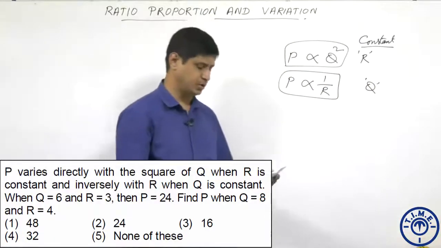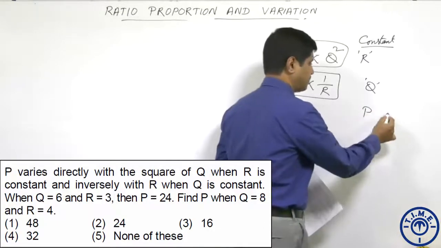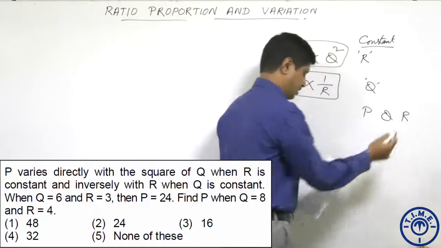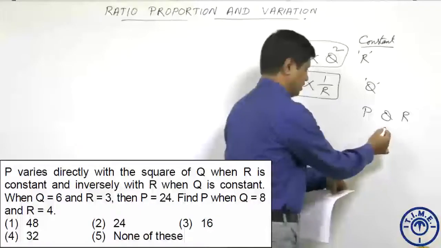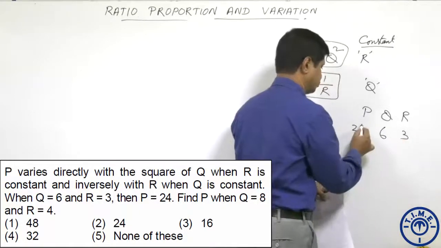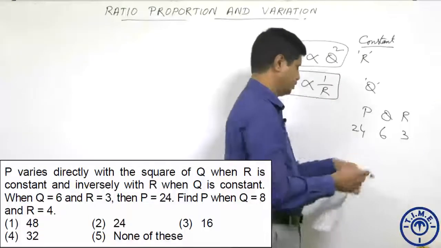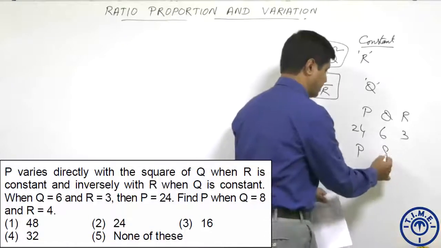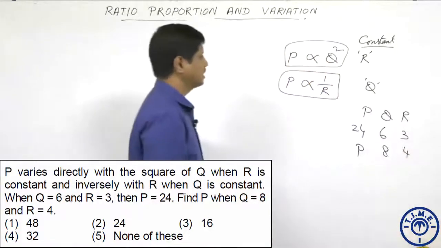Now the values of p, q, r are given. What are the values of p, q, r? Q is equal to 6 and r is equal to 3, and at the same time p is equal to 24. Now what to find? The p value is to be found when q is equal to 8 and r is equal to 4.